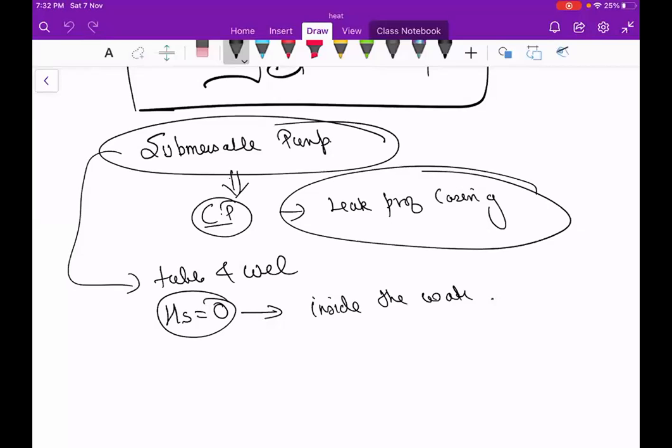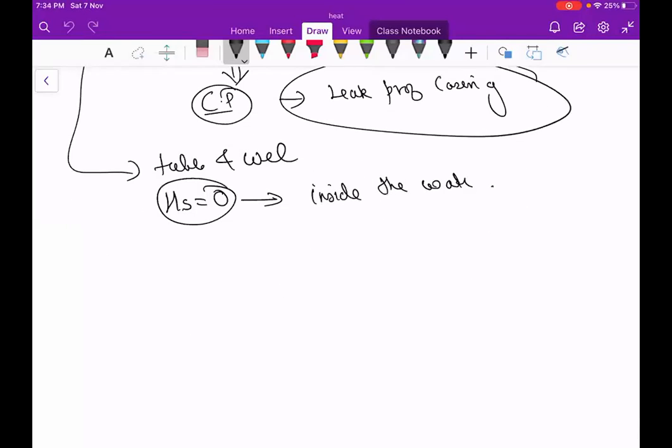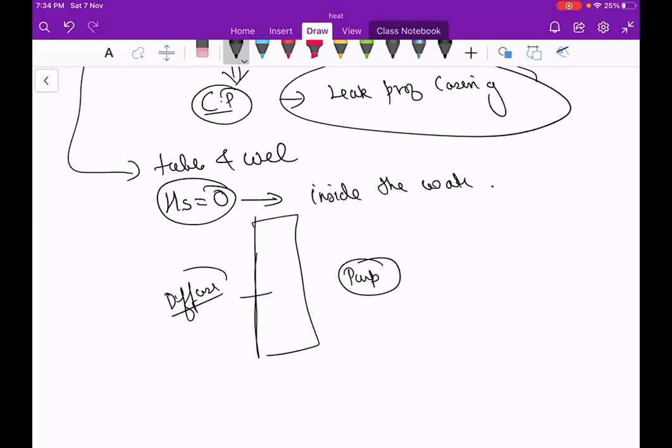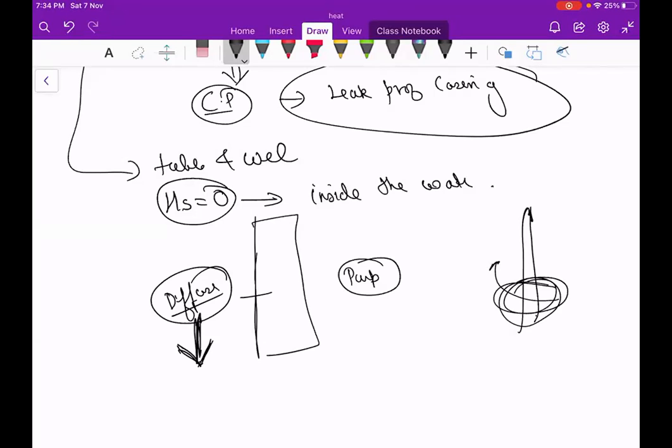So what is happening in this submersible pump? If you are using it for a tube well, they are nothing but pumps in series. They are not exactly the same pump, there are different pumps, but they act like pumps in series. So they have a diffuser in that. Suppose this is your shaft, and when the pump is rotating, once the fluid moves from one diffuser, the velocity will increase.